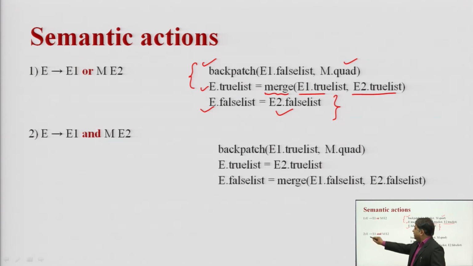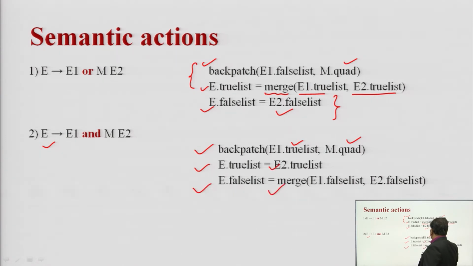Similarly, in case of AND, E derives E1 and M E2, the backpatch is E1.truelist, M.quad, and E.truelist equals E2.truelist, E.falselist equals merge of E1.falselist, E2.falselist.